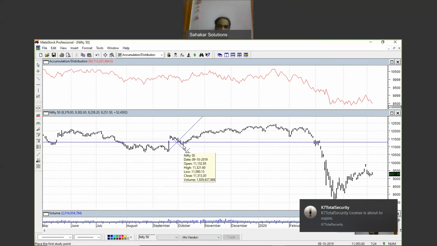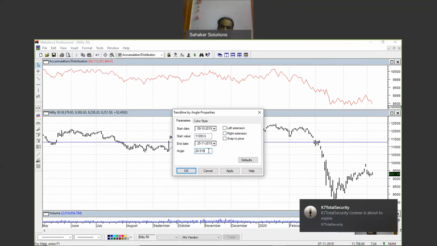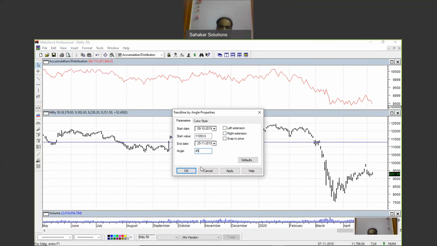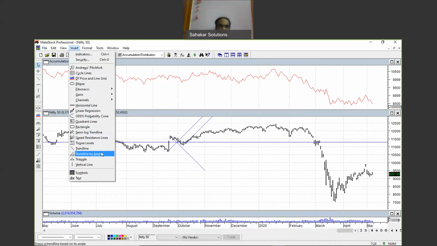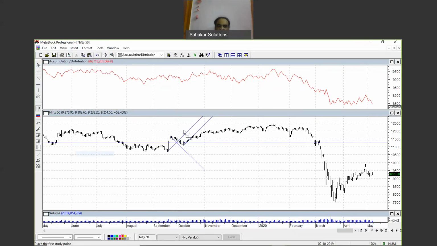Here we have another bottom, we will make a trend line and we will keep 45 degrees. It is 20 degrees, it is 45 now. Now this is 45 degrees and it is a very, very important one. And again we have another bottom here, another trend line here, like this, and we keep this.